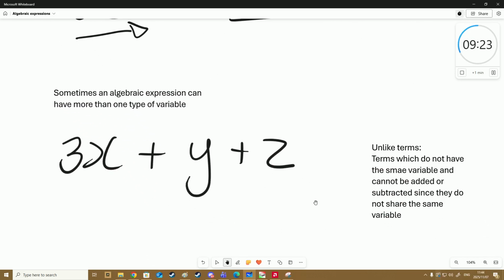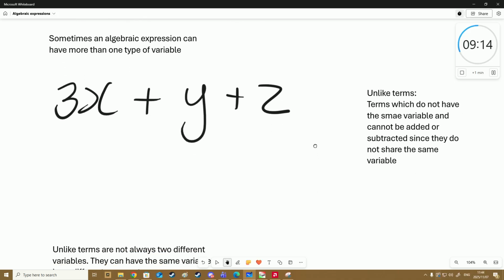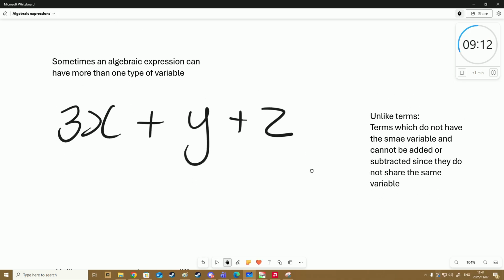But sometimes an algebraic expression can have more than one type of variable. Over here we have 3x plus y plus 2. In this situation, the variables are not the same. There's an x here, there's a y here, and there's no variable here. So, can we add these three terms together? No, because they don't share this variable at the back. This one is 3x's, this is a y, and this is a 2.